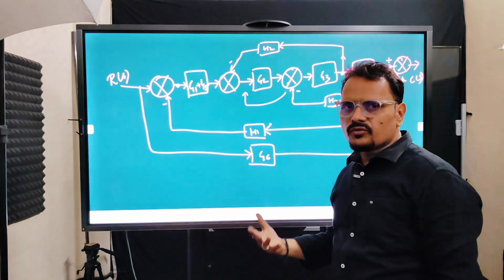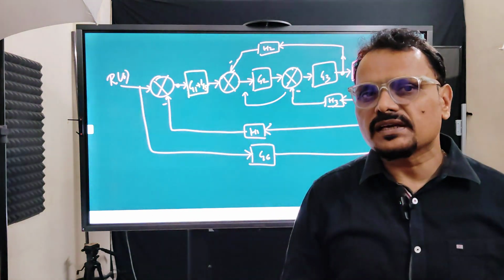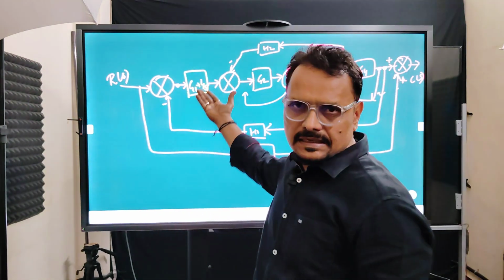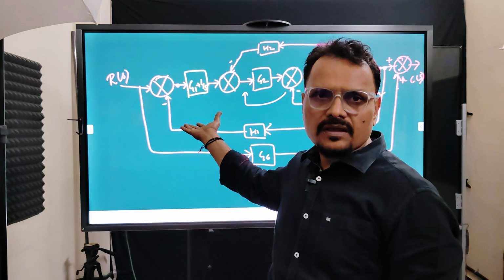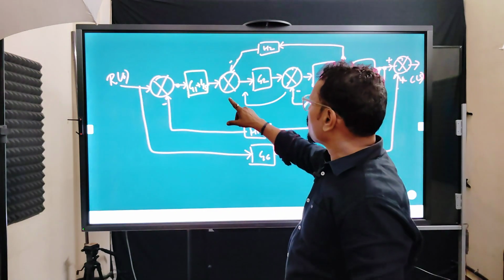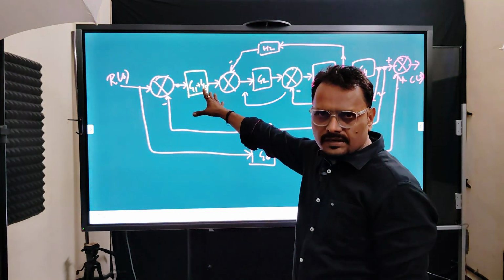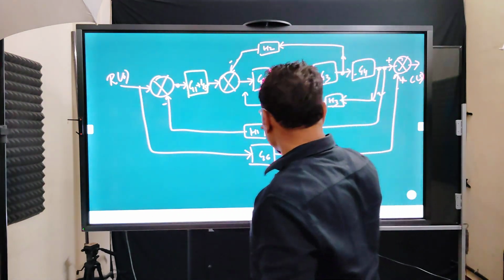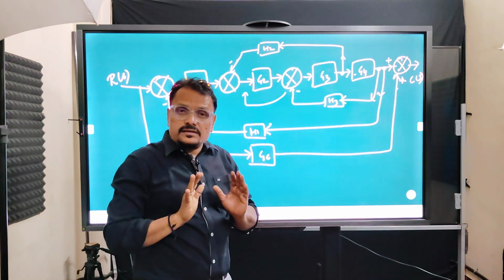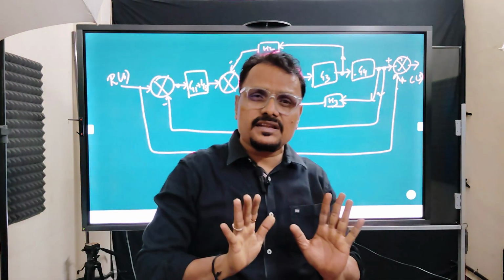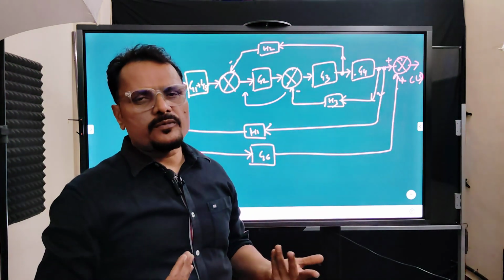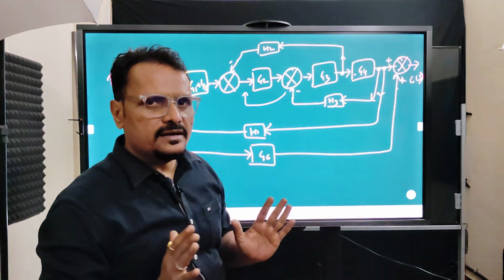So this is one kind of rule. As I told you, 8 to 10 rules are there, and two rules we have seen just now. One is blocks in cascade, and another rule is when the blocks are in parallel. Now in this case, I want to move this to this side, and the movement should be in such a way that it does not affect the performance of the system. The performance should be intact.